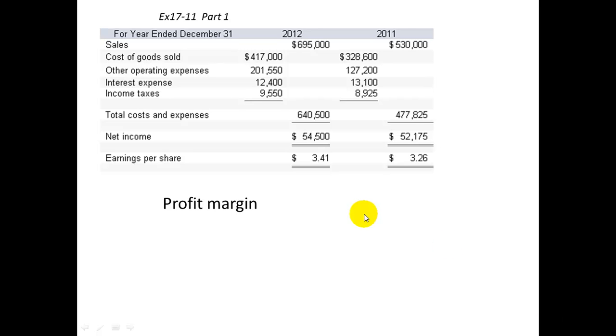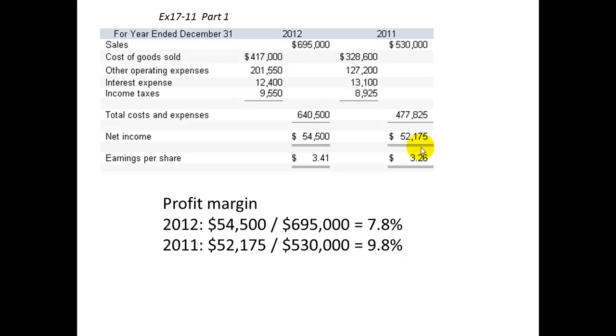We have a company here with 2 years worth of income statements, 2011 and 2012, and we're supposed to find profit margin. Well, for 2012, that will be the $54,000 worth of net income divided by net sales, and it looks like it's 7.8%.